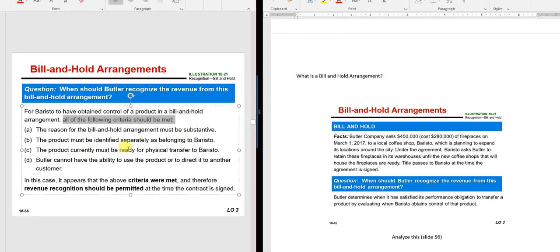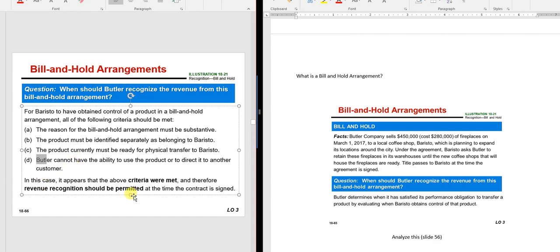The product currently must be ready for physical transfer. It is. It's sitting there. I told them I'm not ready for it. And they cannot have the ability to use the product. This is the seller, Butler, cannot have the ability to use the product or direct it to another customer. So in the case of the sink, they can just sell it to somebody else. In the case of the elevator, they can't.